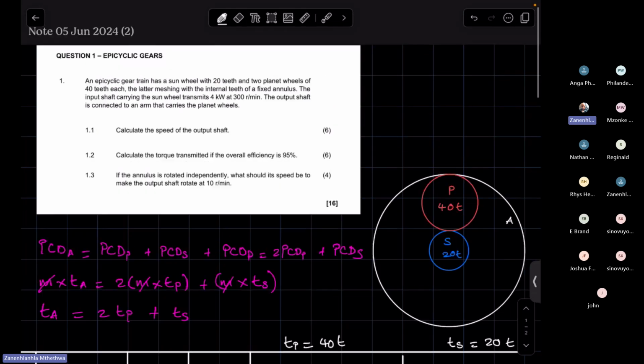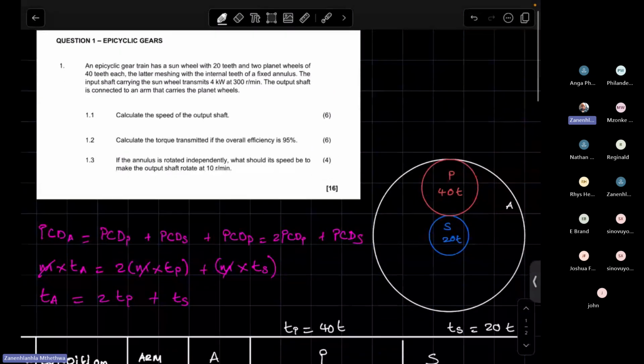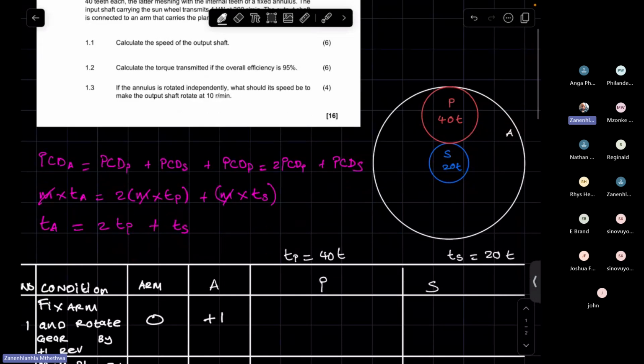It seems we haven't been given the number of teeth of the annulus. But now we know the approach to take in calculating the number of teeth of the annulus. We simply use this here.